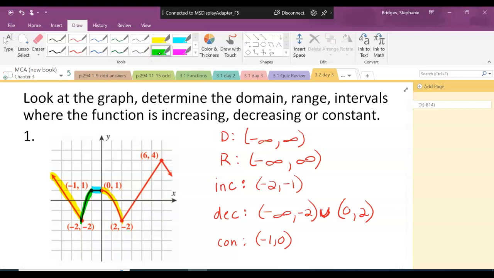What about the next section? What is that doing? Increasing. So we're going to have another increasing interval. So we're going to go u, and it's increasing from what x value to what x value? 2 to 6, yep.